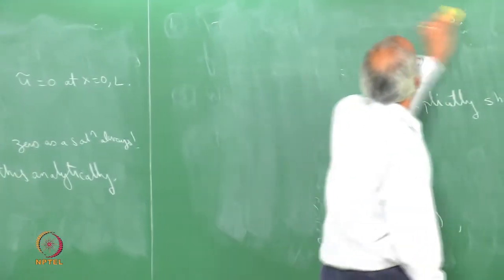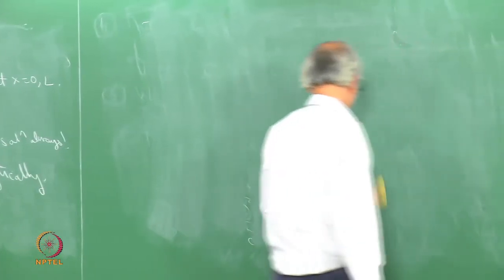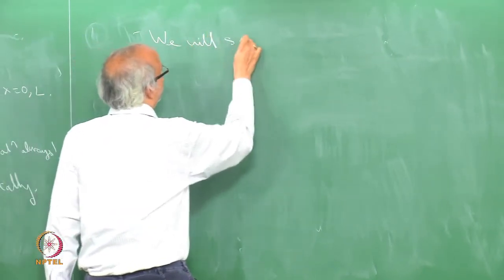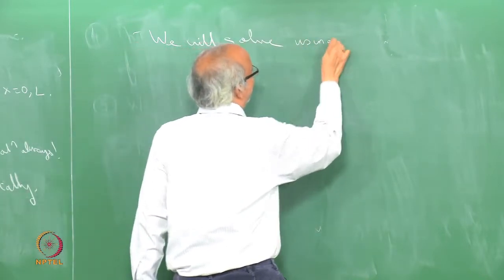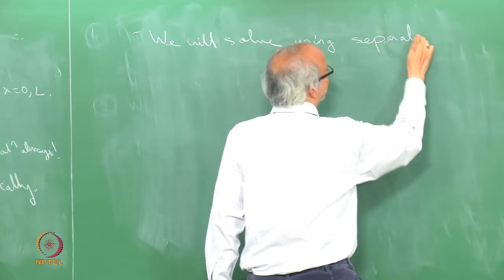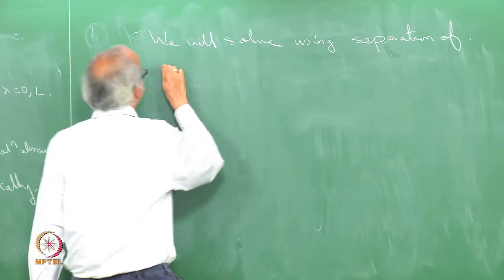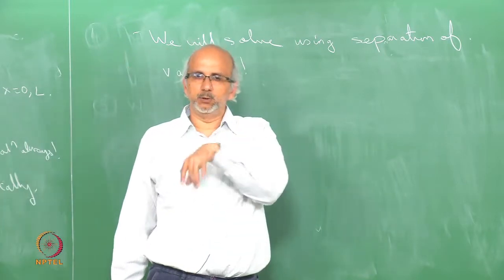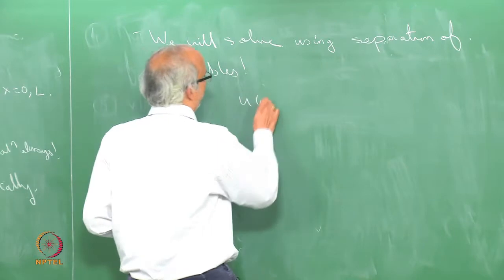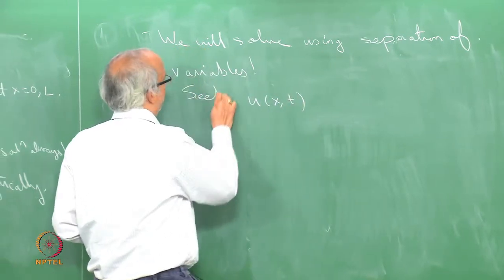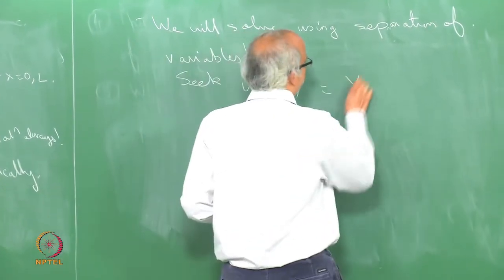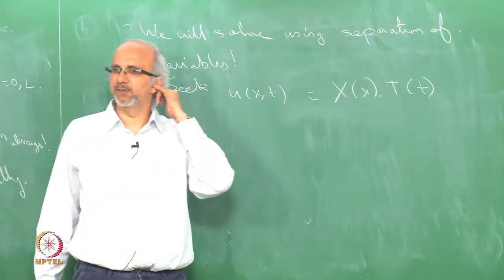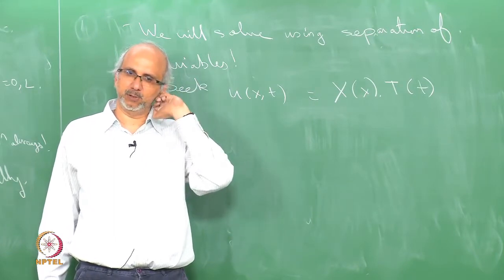Who remembers his calculus course on partial differential equations? We will solve this right now using separation of variables. So this u is a function of x and t, and what I'm going to do is write u, which is a function of x and t, as X of x multiplying T of t. Okay, the product of two functions, one which depends only on x and the other which depends only on time.